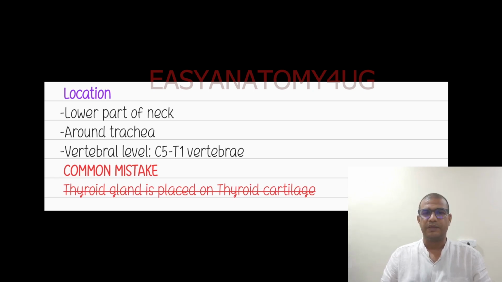So this is the vertebral level, and we have to keep in mind a common mistake that students tend to make, writing the position of the thyroid gland over the thyroid cartilage. It is a very common mistake, so one should not make it. You have to remember that the thyroid gland is situated in front of the trachea and not over the thyroid cartilage. However, its apex reaches up to the oblique lamina of the thyroid cartilage.